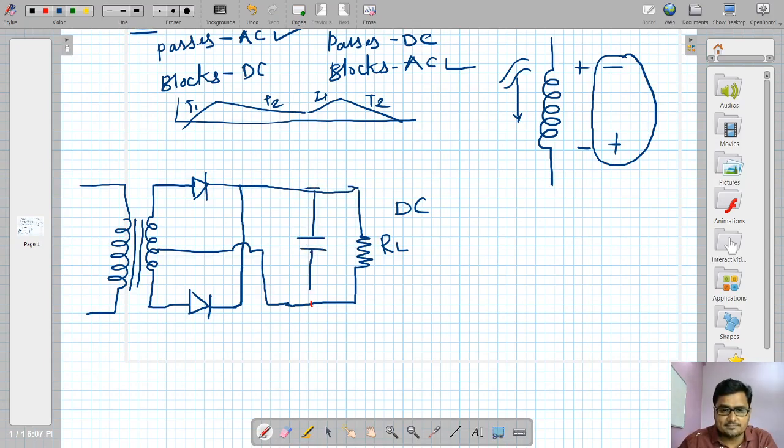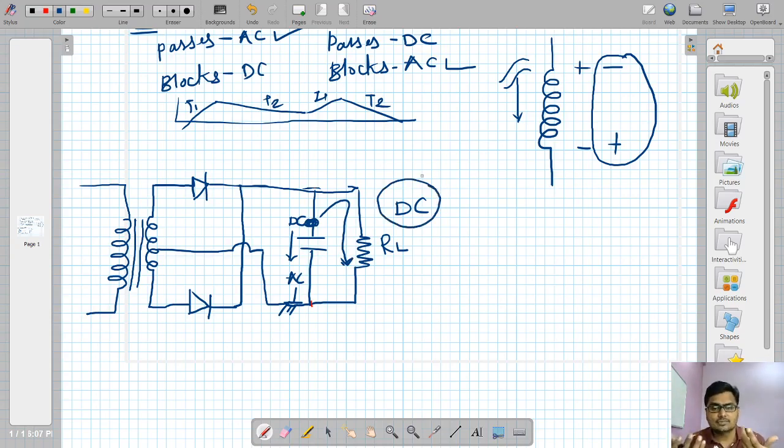Now what will happen? The capacitor blocks DC, so whatever DC components are here are blocked at this point, and whatever AC components are there are passed towards the ground. AC components go to ground and DC components are available at this point. This DC component is available across the capacitor, or across the load resistor, so I am getting DC at the output. So the purpose is served. That's why the capacitor is connected in parallel.